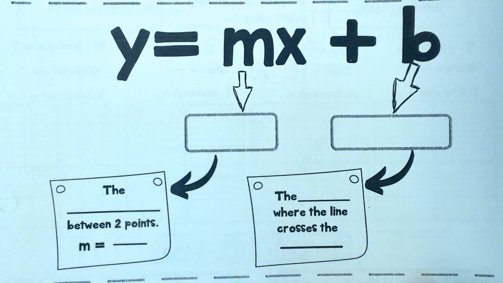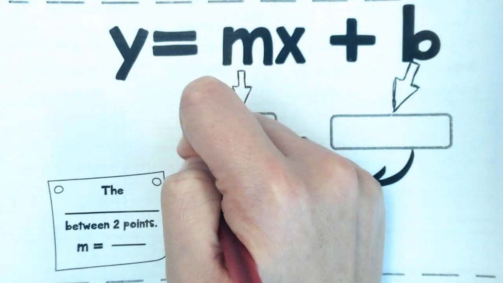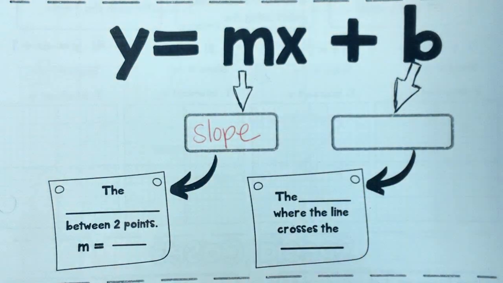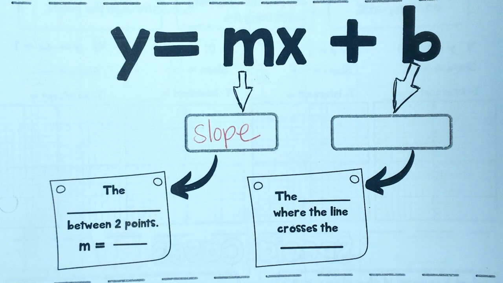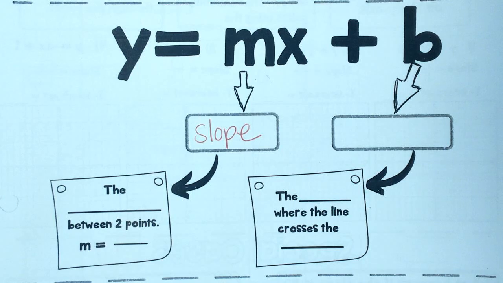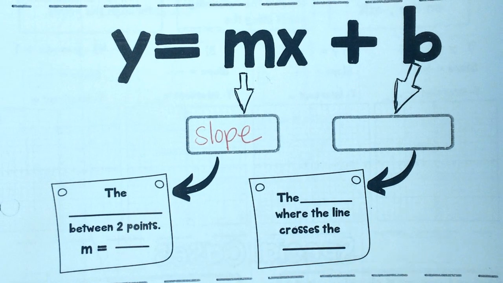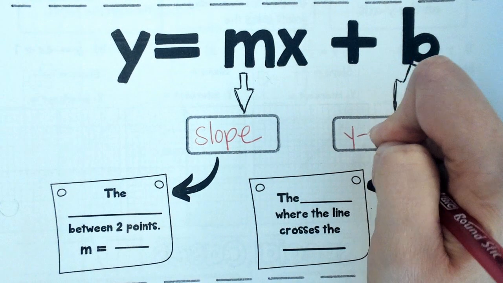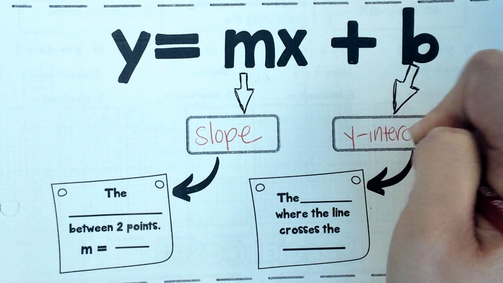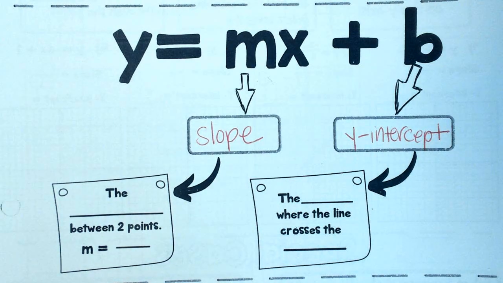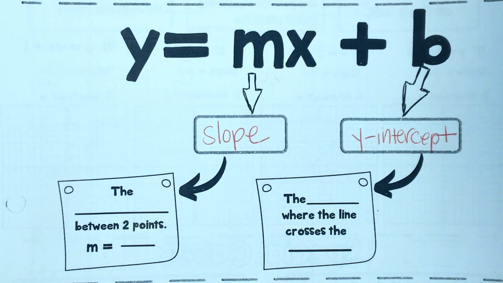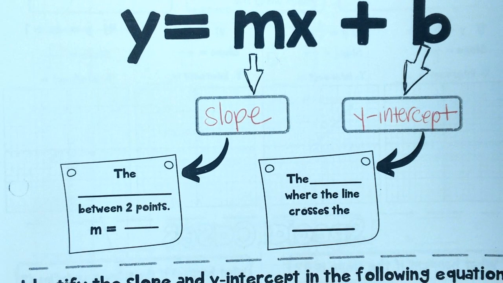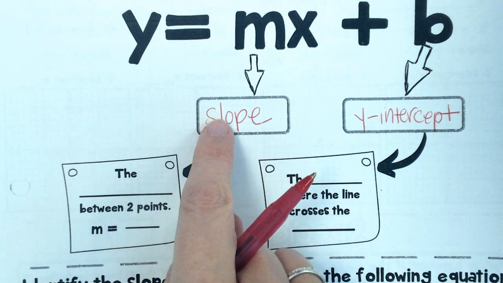So m here stands for slope. And b is a new variable. We haven't talked about this yet. B is our y-intercept. Okay, b is y-intercept. So our slope, we've talked about that a lot.